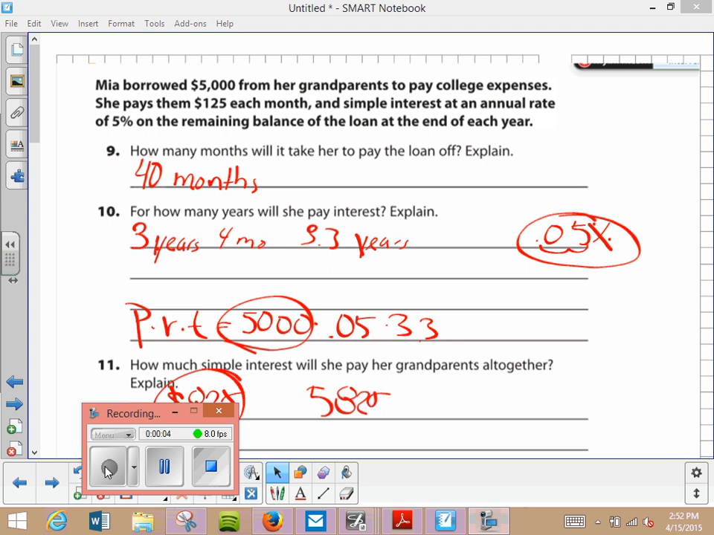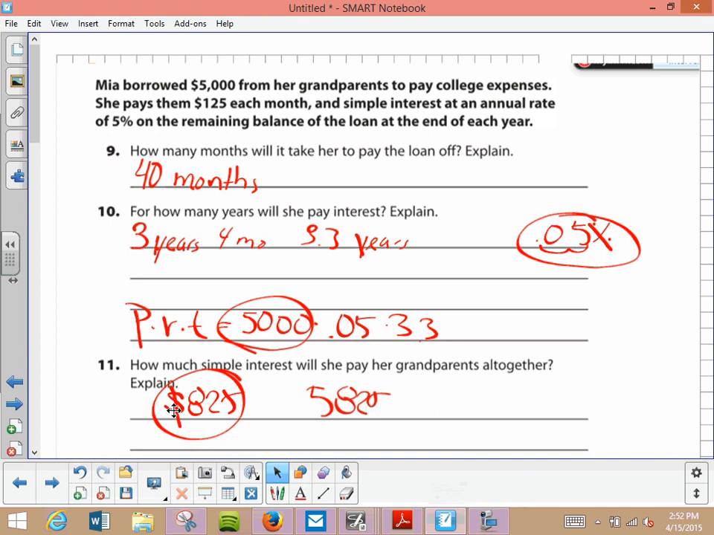So here is the homework. Swap with your neighbor. It was fairly easy. We're just talking about basically figuring out how many payments you would have and the interest rate you would be paying for the loan.